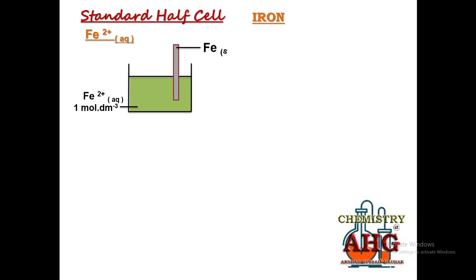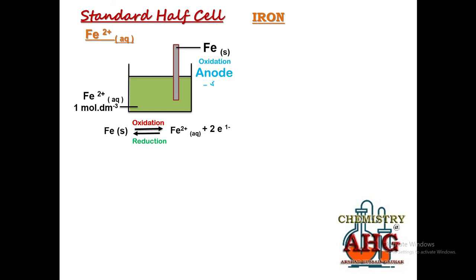Two processes will take place, oxidation, iron will come in equilibrium with its iron 2 ion, and some of the iron 2 ion may undergo reduction as well. Which process will dominate in this equilibrium? Oxidation, because iron is a reactive metal. So that is why this half cell will become anode carrying negative charge.